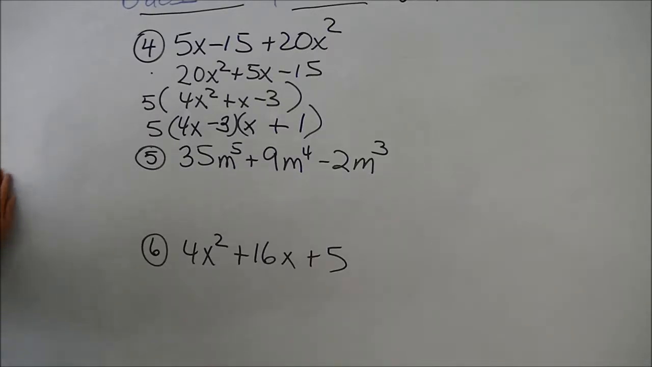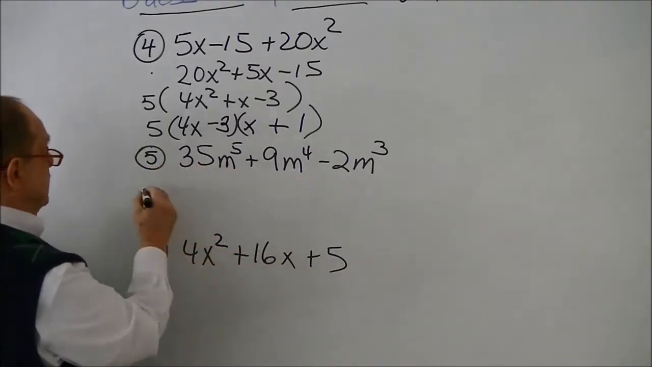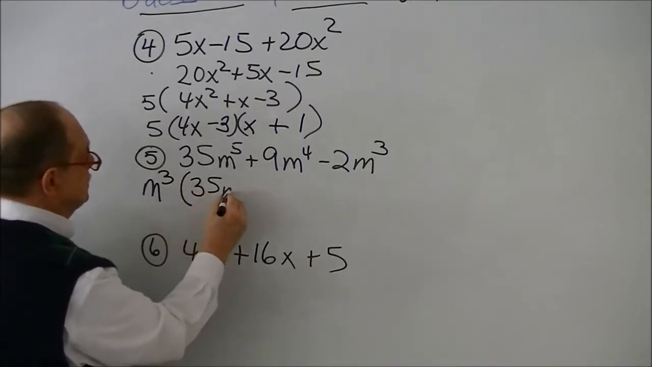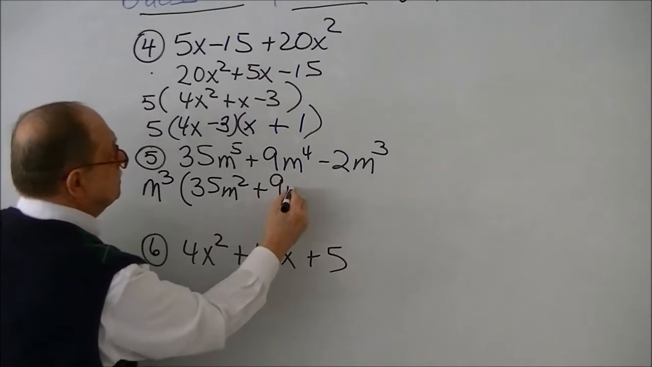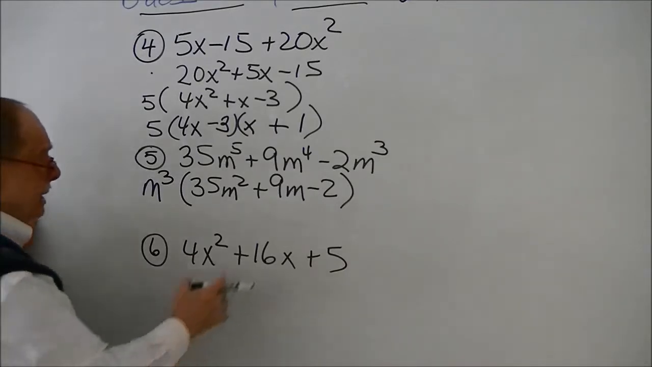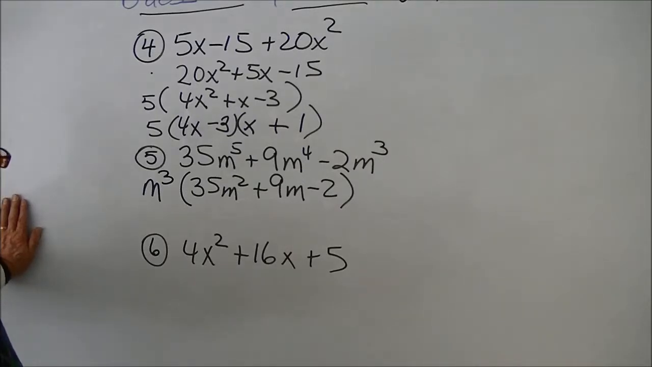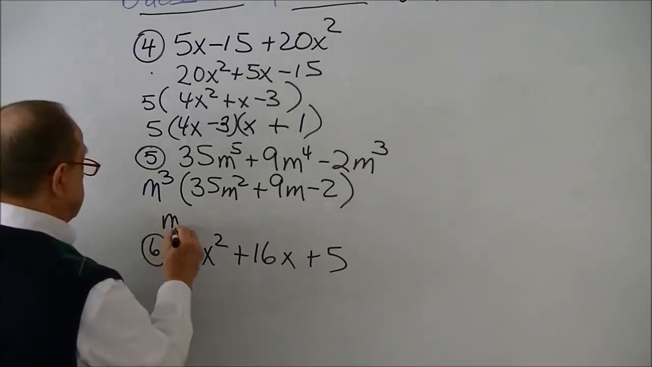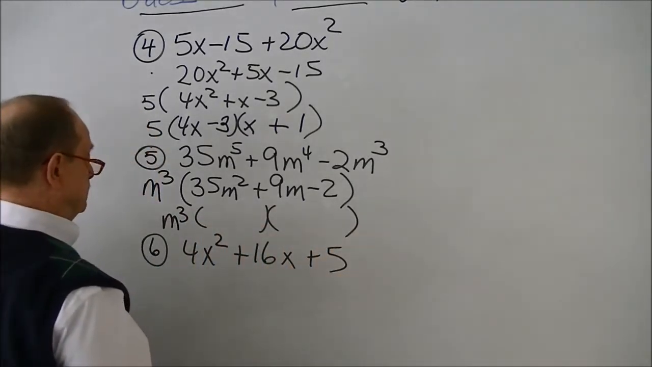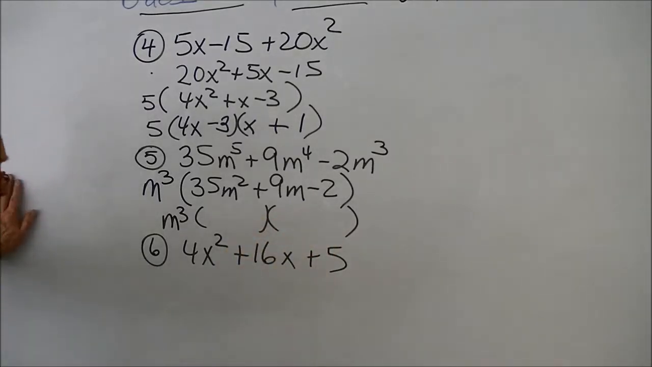All right, let's go on to number 5. Any common factor? It's in standard form. Yes. M to the 3rd. Now I like it that I have a 2 there. That makes it a little easier because 2 is prime. So I don't know whether the 2's got to go there or there, so I have to fiddle with that a little bit here.